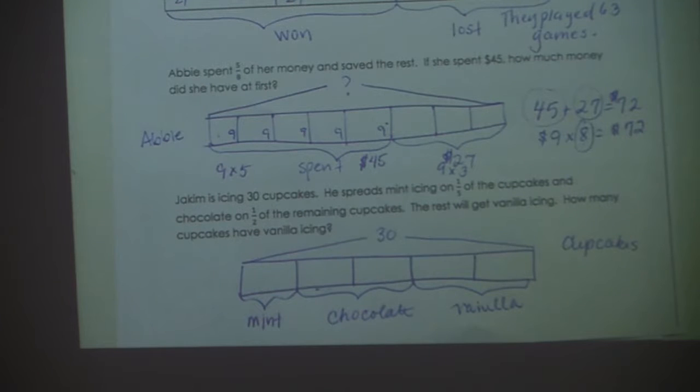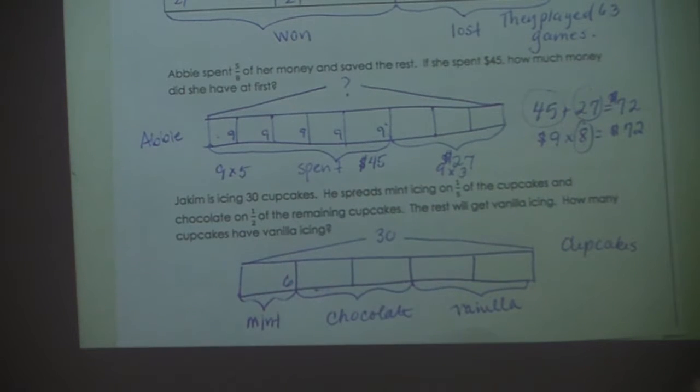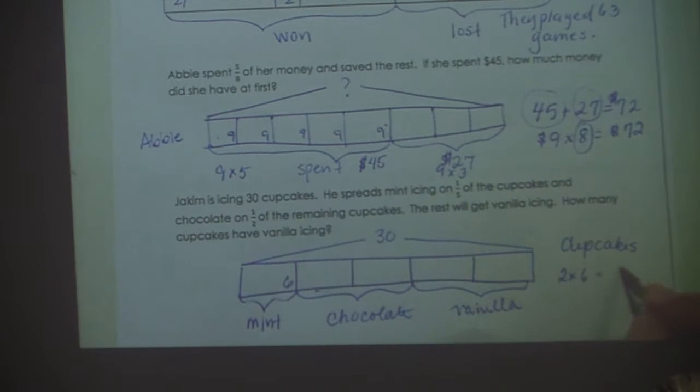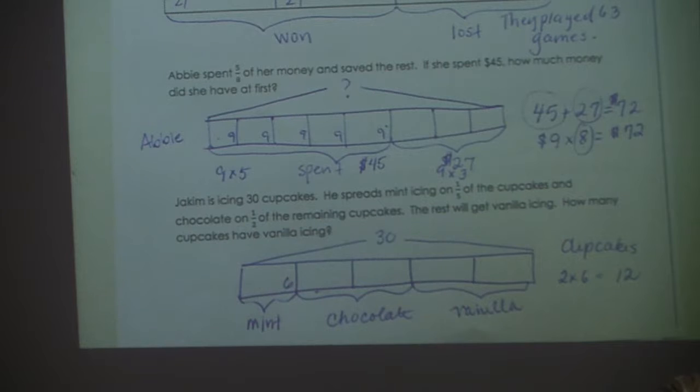But I still haven't quite answered the question. How many are there? Right, so we divide 30 by 5. So each piece is worth 6. I know that I need 2 times 6 equals 12 vanilla cakes.